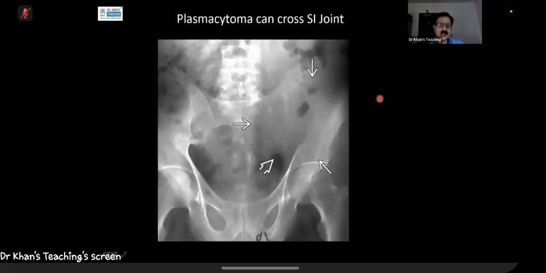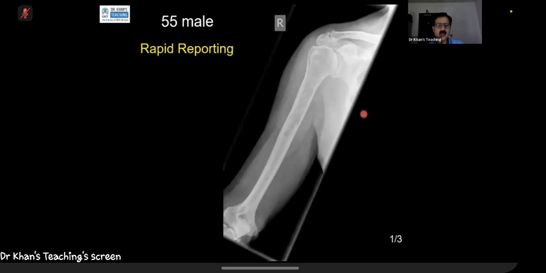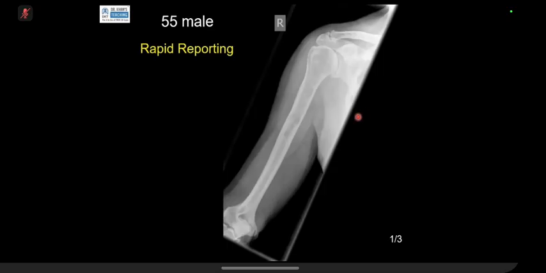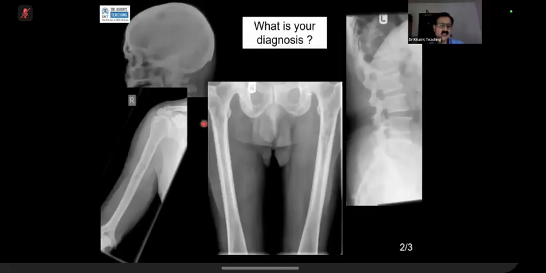Now, plasmacytomas can sometimes cross the SI joints, and this point I want to highlight. They can simply cross from the iliac side to the sacrum. This is just a few films for rapid reporting. This one is easy, isn't it? Where are the lesions? The lesions are seen in the diaphysis of the humerus bone. So these are the lesions, and now there is a lesion here, there are lesions here, there are lesions here, and maybe some collapsed vertebrae. What will be your diagnosis?